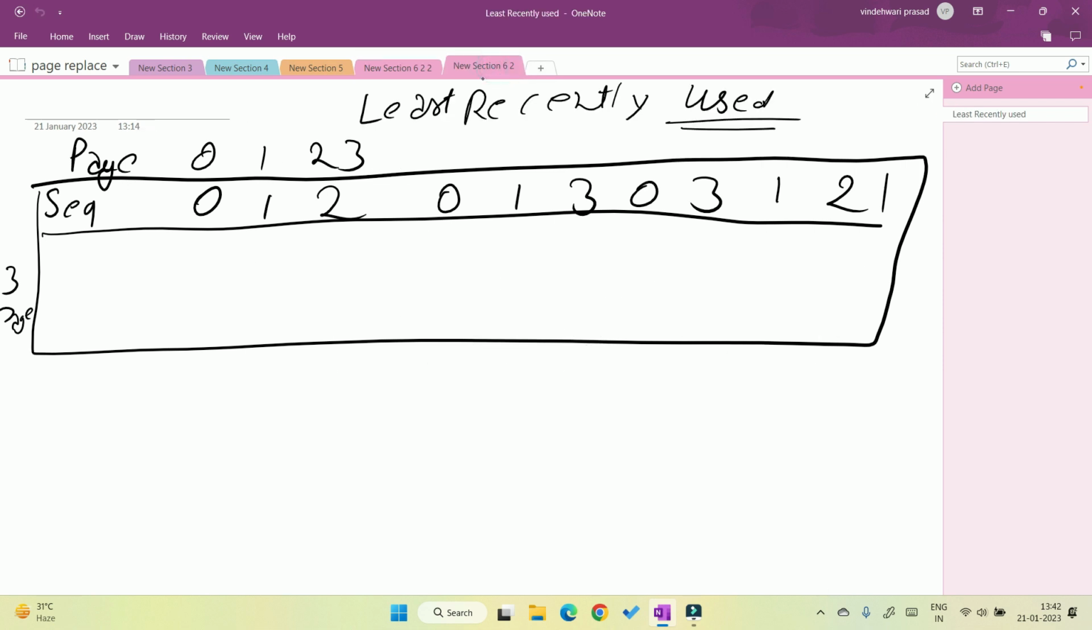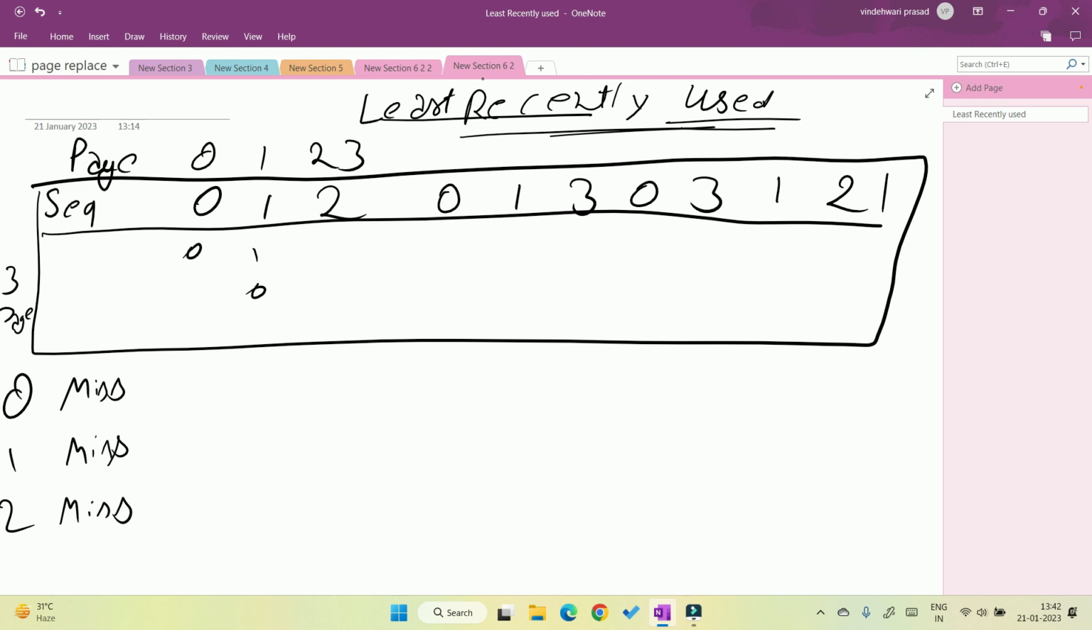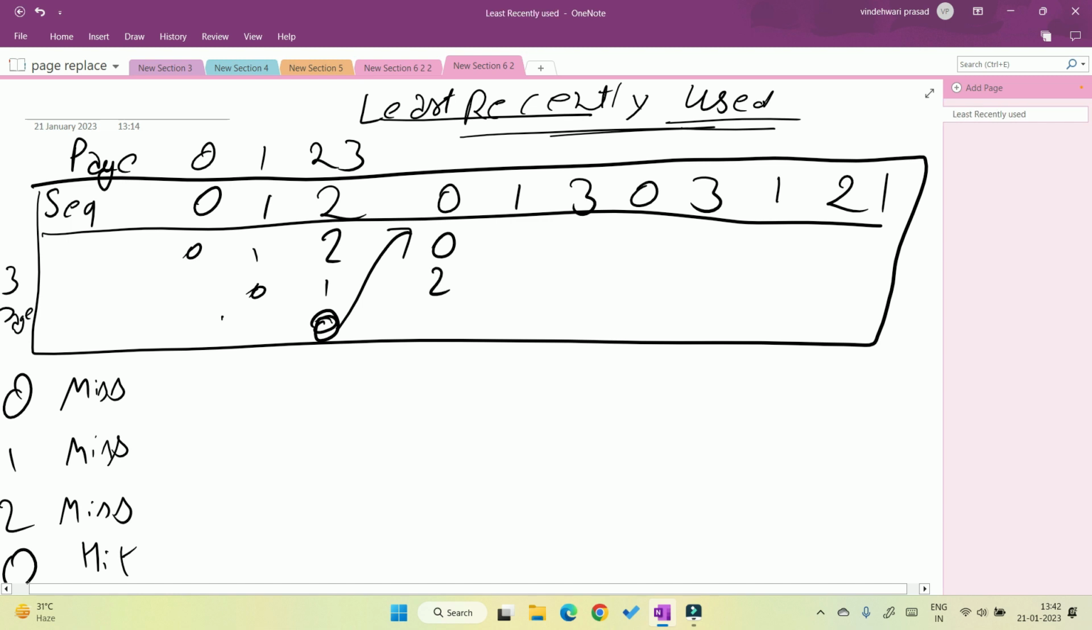We take the same example, and we do not change anything in it. 0 is a miss, 1 is a miss, 2 is a miss, so 2 1 0. Now again 0 is a hit. Now it will be least recently used, so this page is the most recently used, so it moves upward and the others move downward. Now you require 1, a hit. It will move here, 1 0 2.